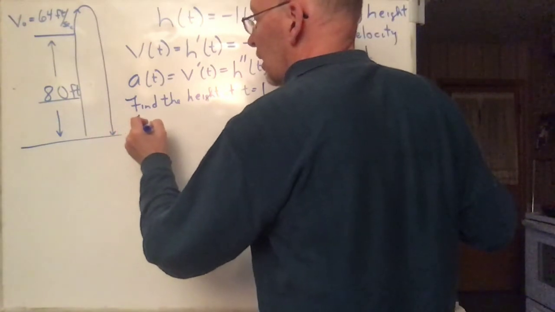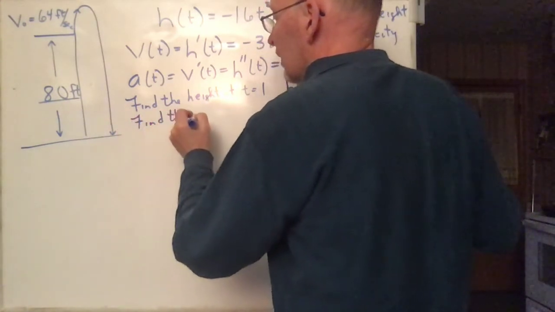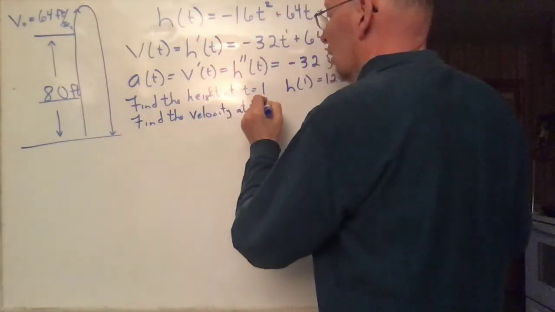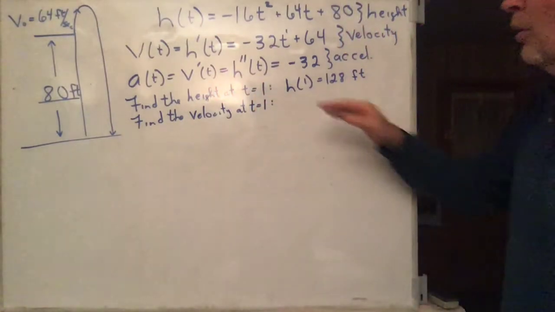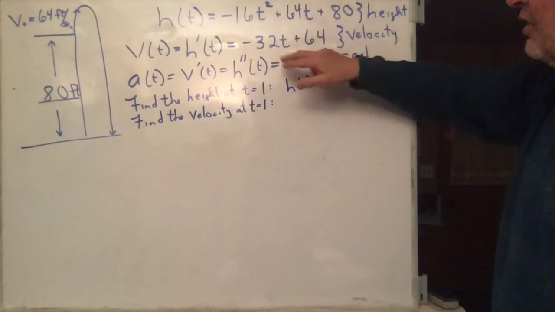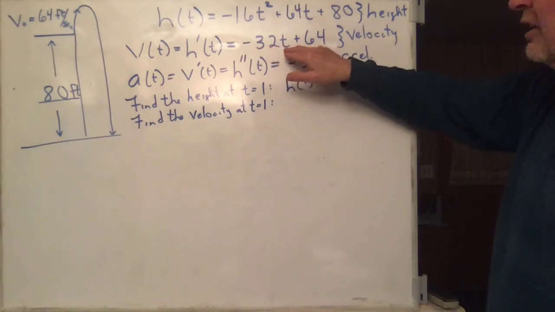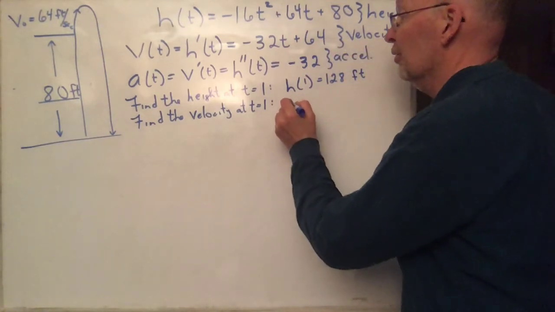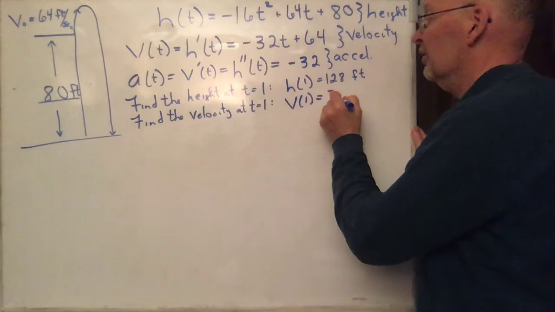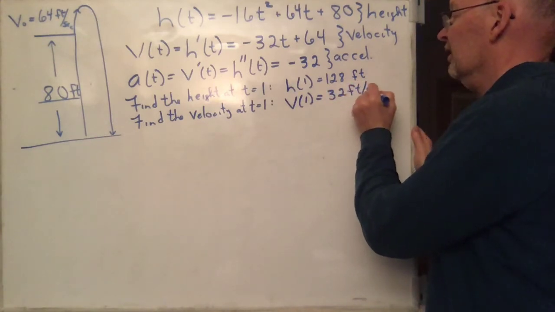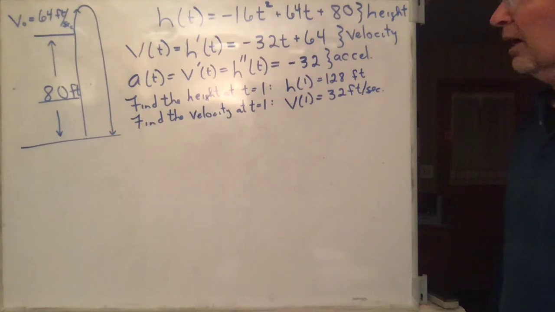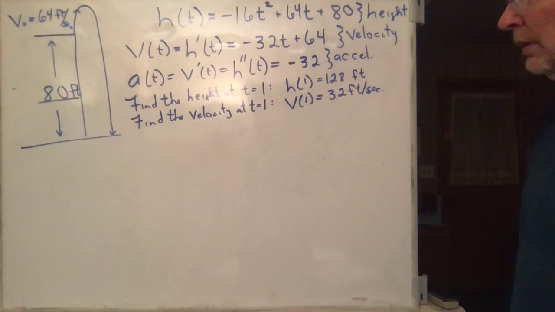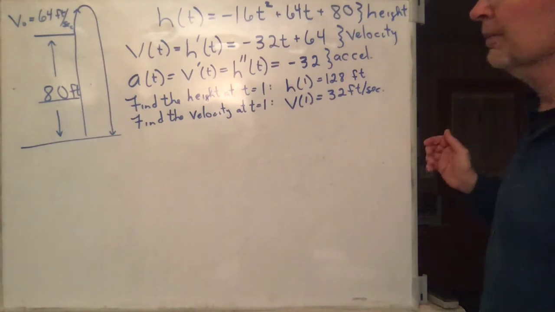How about this one? Find the velocity at t equal 1. Well, here's the velocity. You stick 1 in here, and you're going to get 1 times negative 32 is negative 32 plus 64 is 32. So v of 1 is equal to 32. This would be in feet per second, like so. Okay, if I ask for the acceleration at time 1, it would be just negative 32. I won't even write that one down. Okay? Now, how about this one?